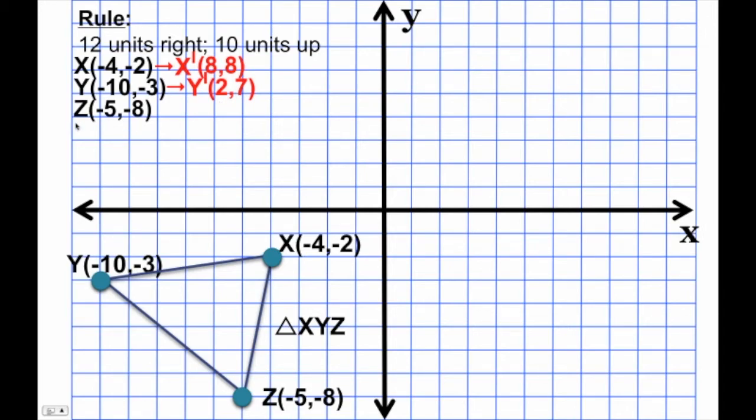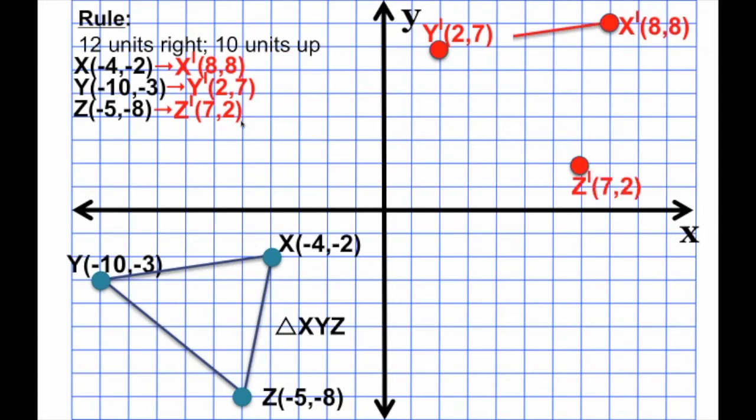And how about Z? Z is going to become Z prime at -5 plus 12, -9 plus 10. Again, -5 plus 12 because we're moving 12 to the right, and -9 plus 10 because we're moving 10 units up. And when we do that, that's going to give us Z prime at 7, 2. And the last thing to do is just plot our points. The first one is X prime, the second one is Y prime, and the last one is Z prime. Connect them, and that gives us our image X prime, Y prime, Z prime.